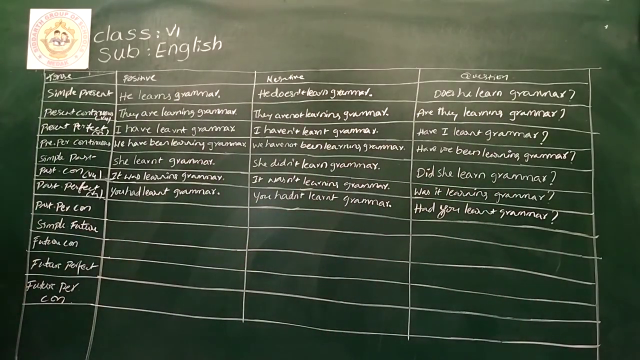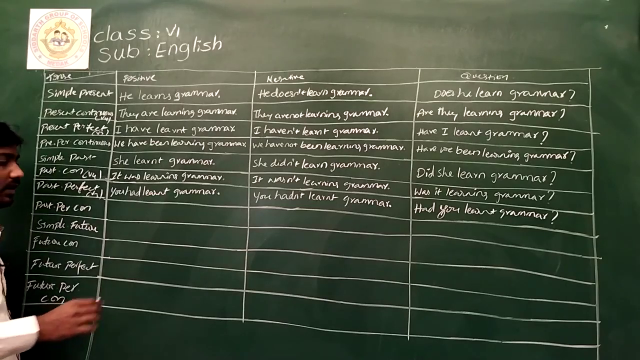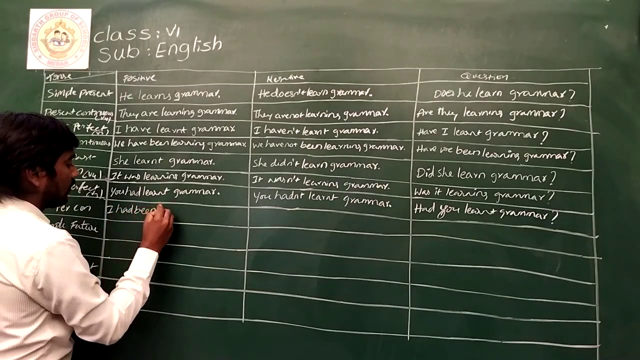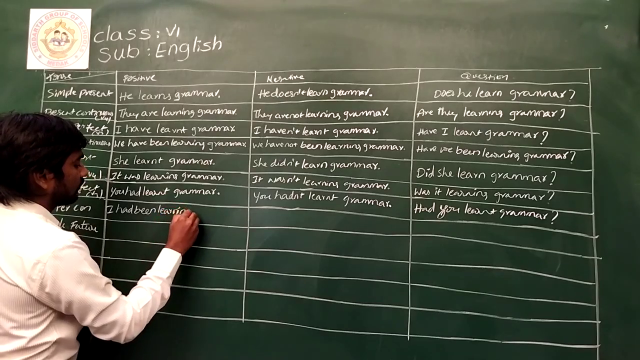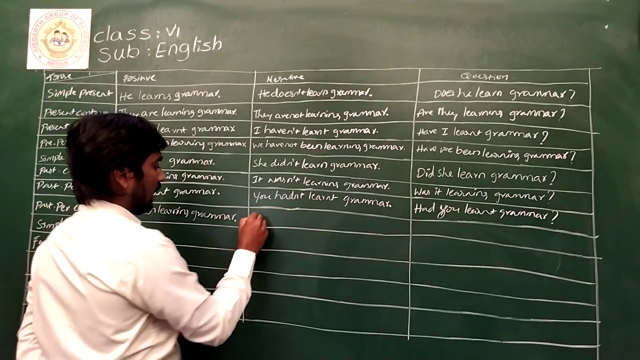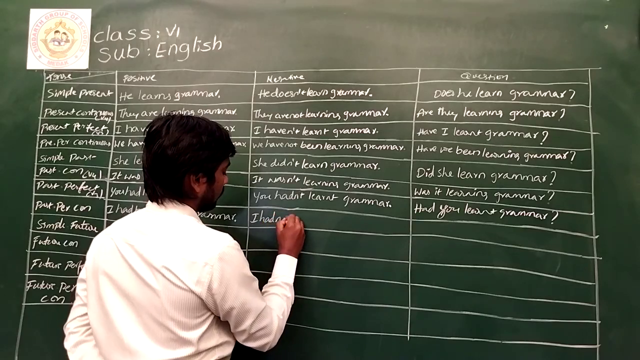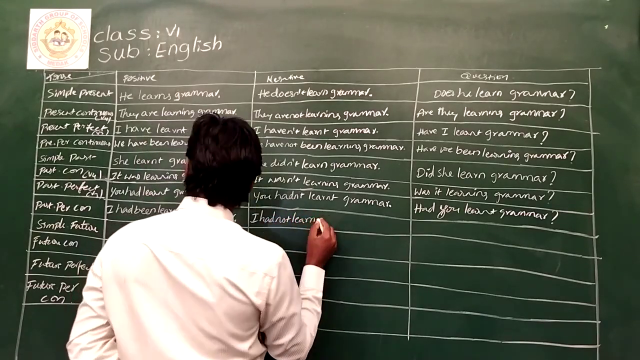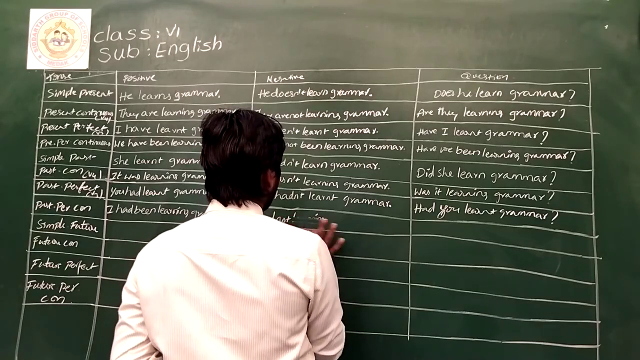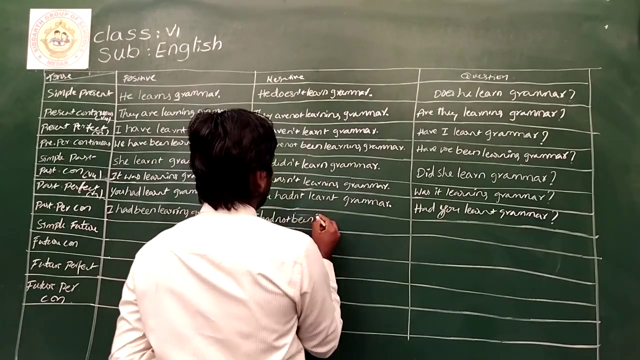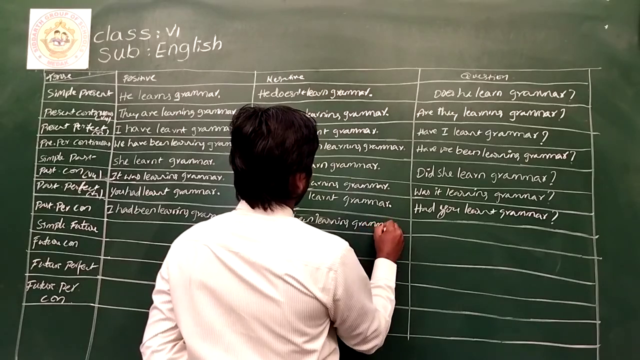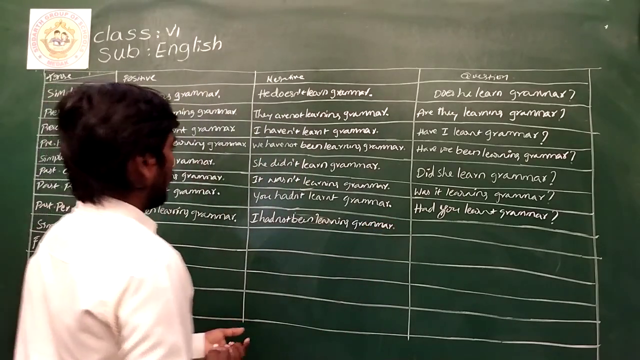Next, past perfect continuous tense. Subject plus had been plus V4. Okay. I had been learning grammar. Next one, I had not been learning grammar.